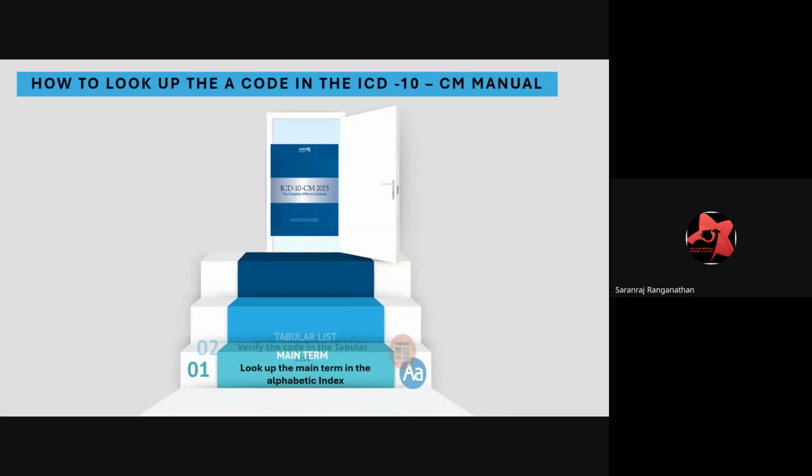Then, how are we going to take the codes? These are the main 3 steps. The first step is that I'm going to search the alphabetic index, the main terms in the alphabetic index. For example, a person is coming in for fever or headache. That is a main term that I need to search in the index page.